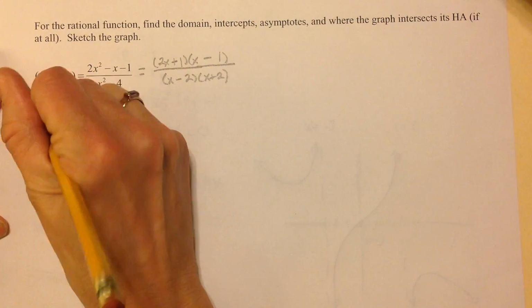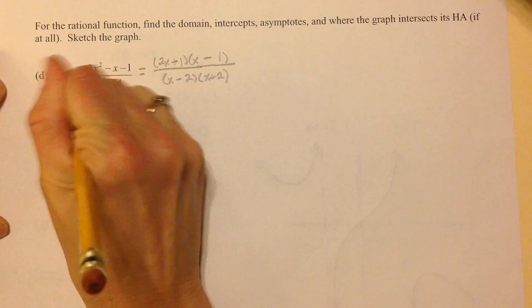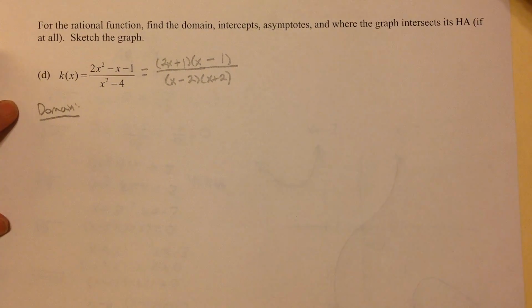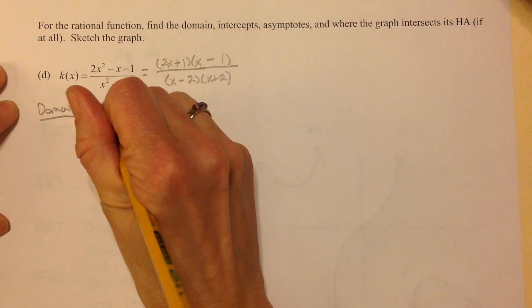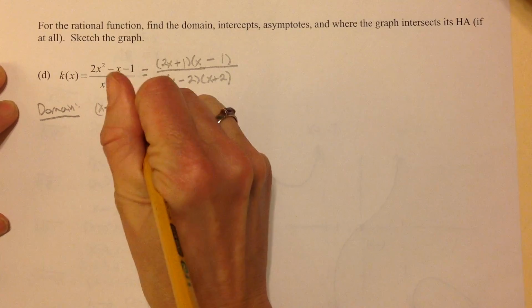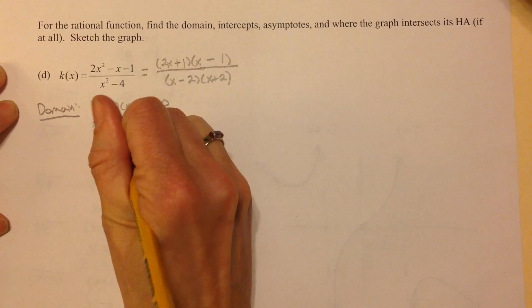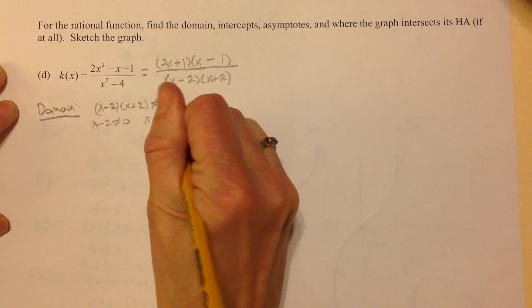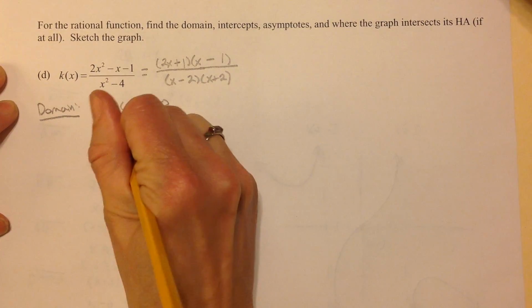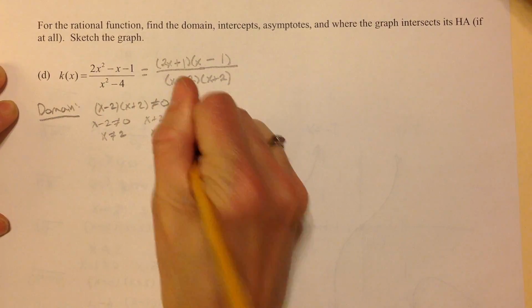Alright, so now for the domain. Domain comes from where the denominator does not equal 0, and it's easier to use the factored form of the denominator. So when I set each factor not equal to 0, we have to throw out both 2 and negative 2 from the domain.